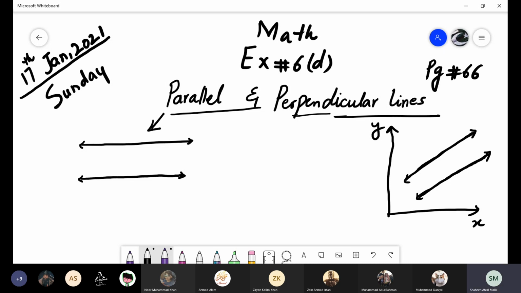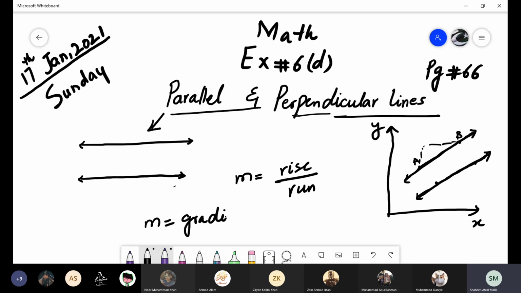Do you know how to find out the slope? We have done it in exercise number 6C. Rise over run. Yes, very good. If this is a point A and this is a point B, you have to rise over run. This will be the slope. So the slope for the second line will also be the same. Slope is equal to rise over run, or the gradient also.